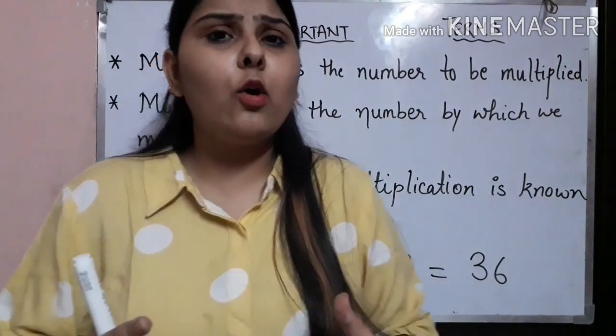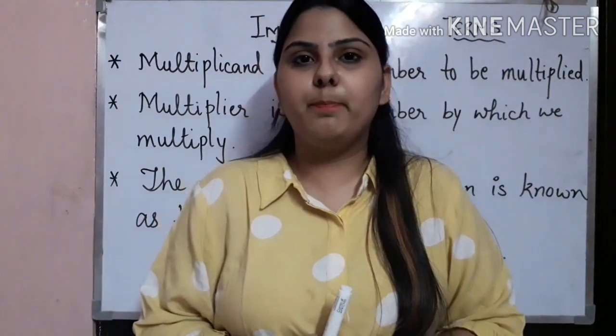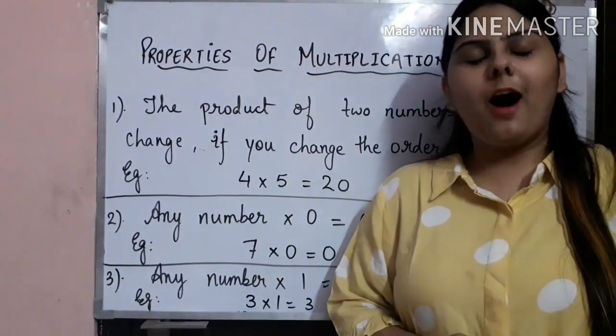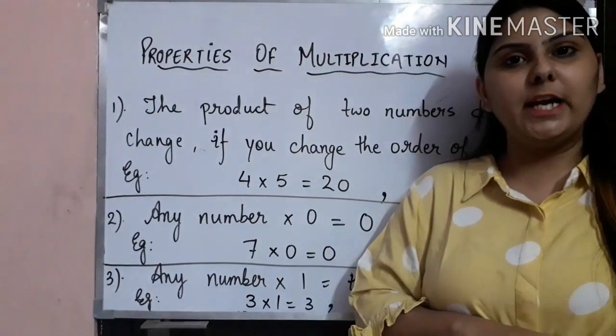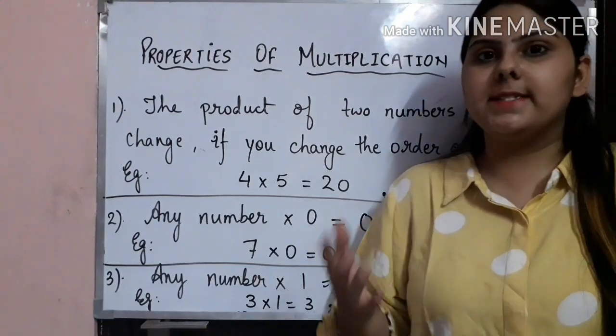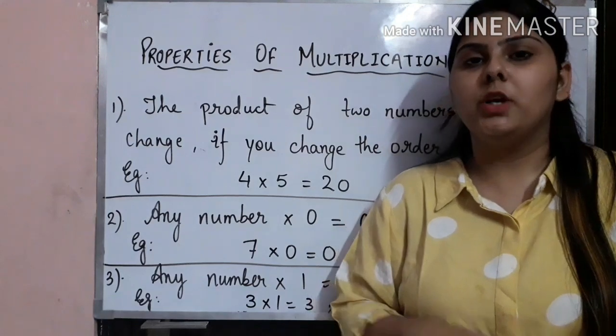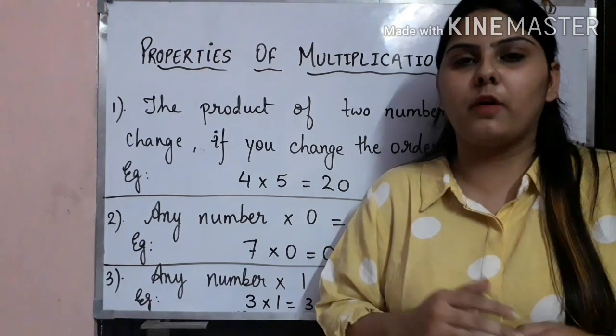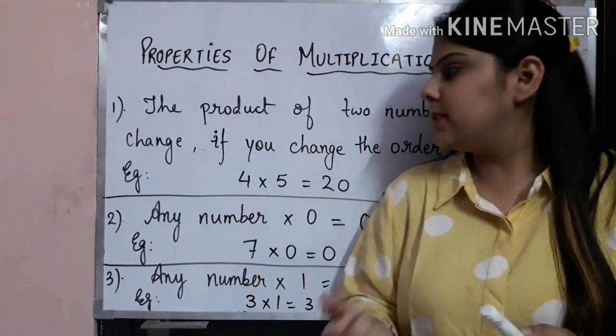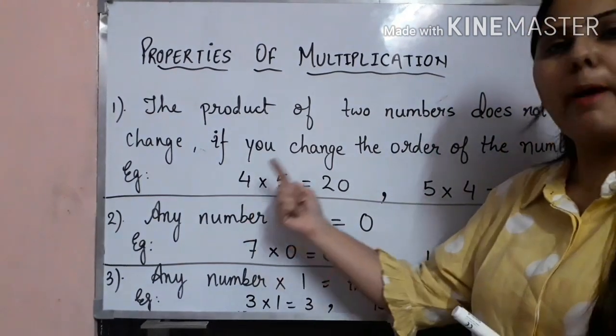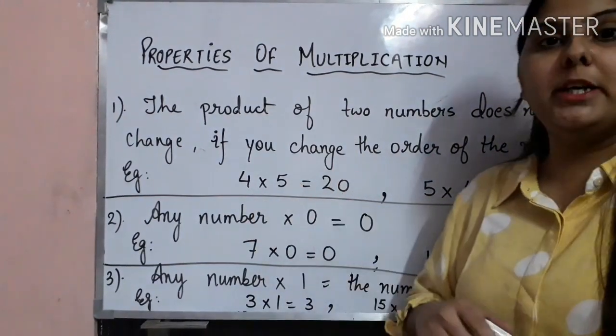Now, moving on to the properties of multiplication. The following are the properties of multiplication. The first property says that the product of two numbers does not change even if you change the order of the numbers, which means that if you multiply 4 by 5, the answer would be 20.